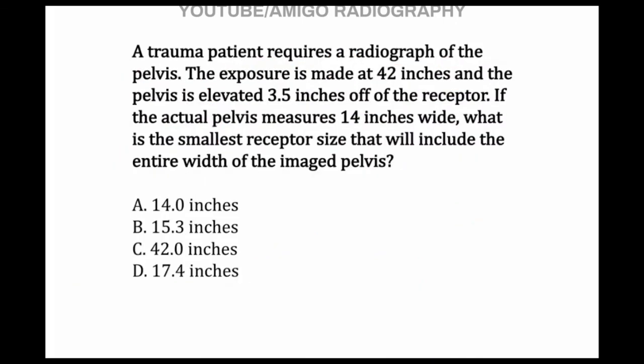One more practice problem. A trauma patient requires a radiograph of the pelvis. The exposure is made at 42 inches and the pelvis is elevated to 3.5 inches off of the receptor. I'll pause and point out here that this is the OID. The pelvis itself is elevated 3.5 inches off of the receptor. So keep going in that question, if the actual pelvis measures 14 inches wide, what is the smallest receptor size that will include the entire width of the imaged pelvis?